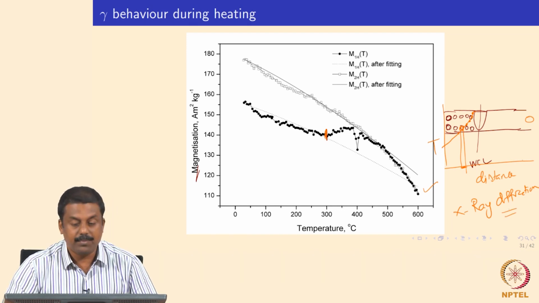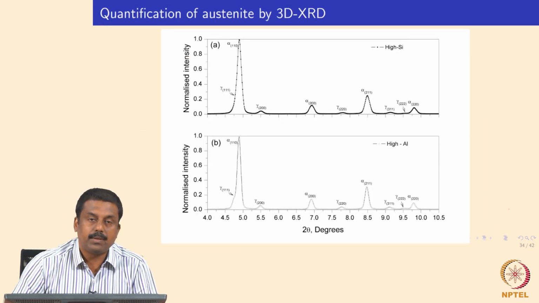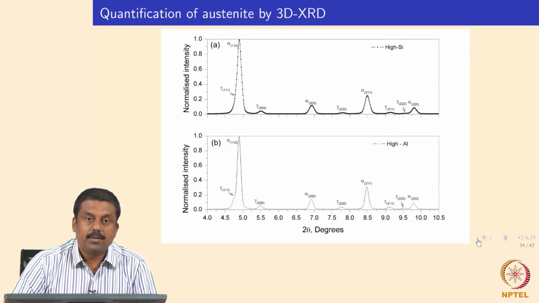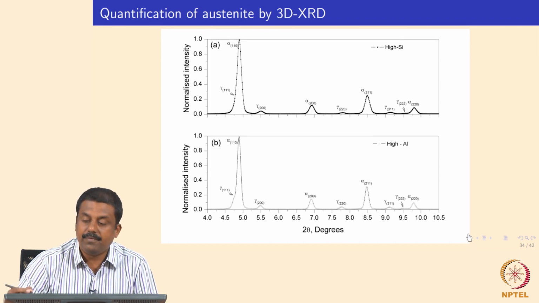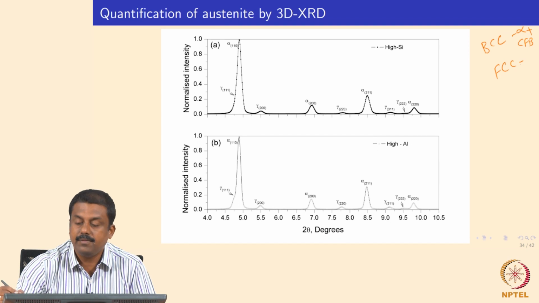The principle of X-ray diffraction I am not going to detail, but you can refer to some of the textbooks I referred to in the beginning of this course. The idea of X-ray diffraction is to get diffraction peaks of individual phases that are present in the microstructure. Say for example in TRIP steel we have two phases, right? One is a BCC phase, which is ferrite, and in this case carbide free bainite, and an FCC phase, which is retained austenite.